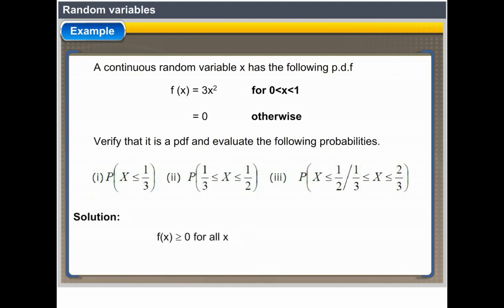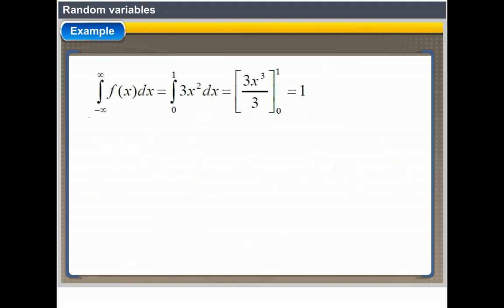Solution. f of x greater than or equal to 0 for all x. Also, the integral from minus infinity to plus infinity of f of x dx equal to 1. Integral 0 to 1 of 3x square dx equal to. We just want to integrate this function. If we integrate, we get 3x cube divided by 3. We just want to apply the limits here. The limit is the upper limit minus the lower limit.